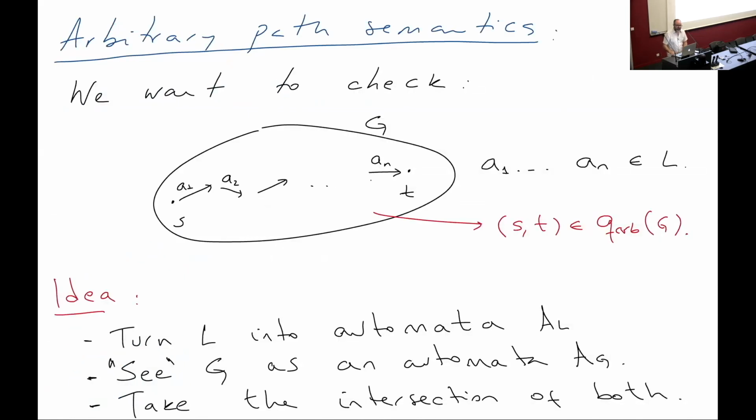So let's start with the arbitrary path semantics. We want to check whether there exists from S to T a path rho whose label satisfies the regular expression L. What is the idea here? Well, first of all, L is a regular expression, so we can turn it in linear time into an automaton. The graph itself is also an automaton. We can see it as an automaton with initial state S and final state T, and then we can take the intersection of both.